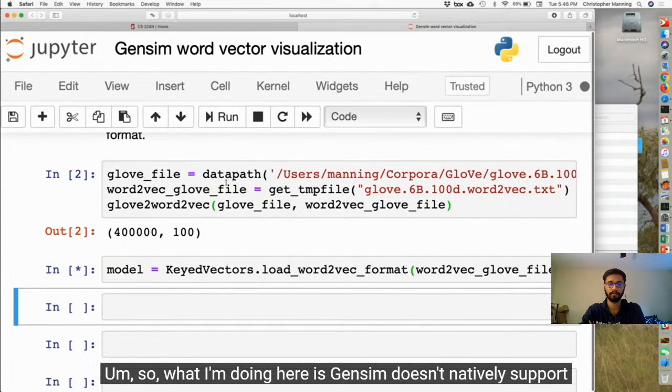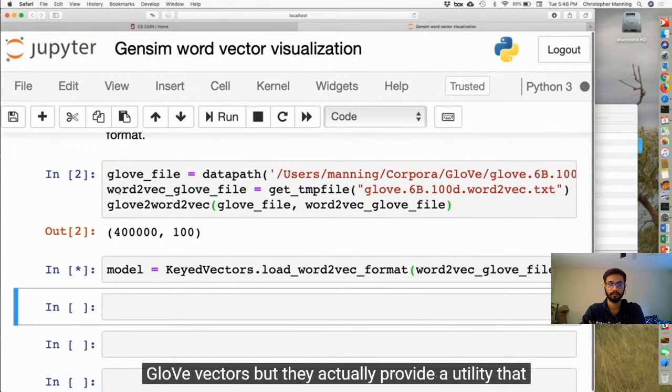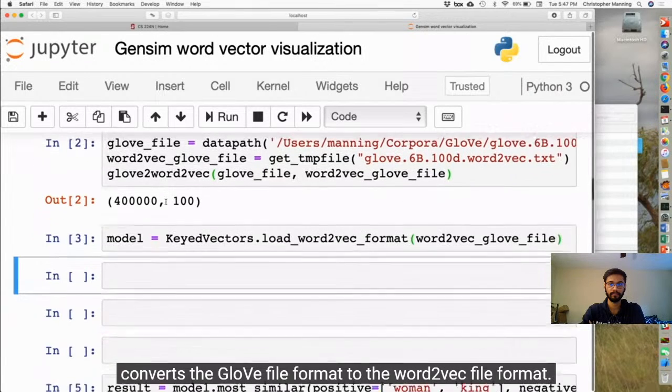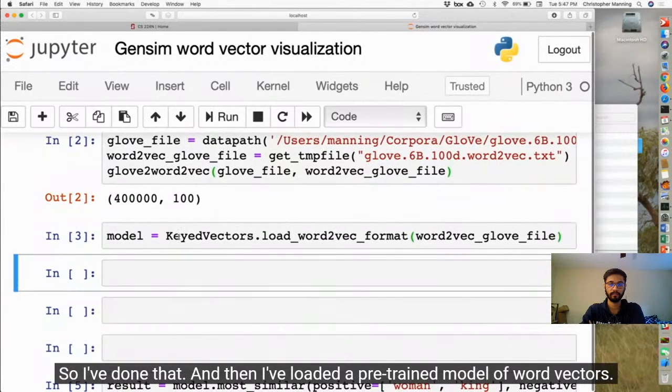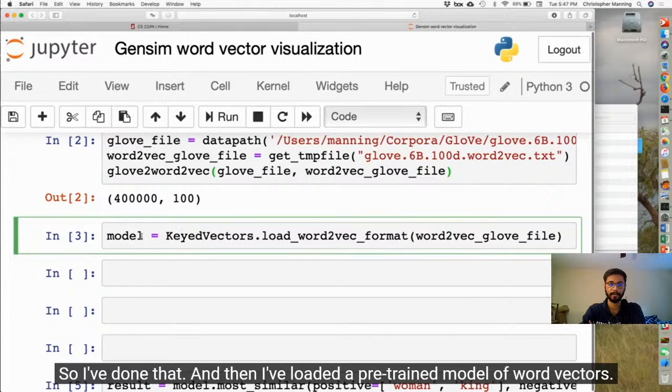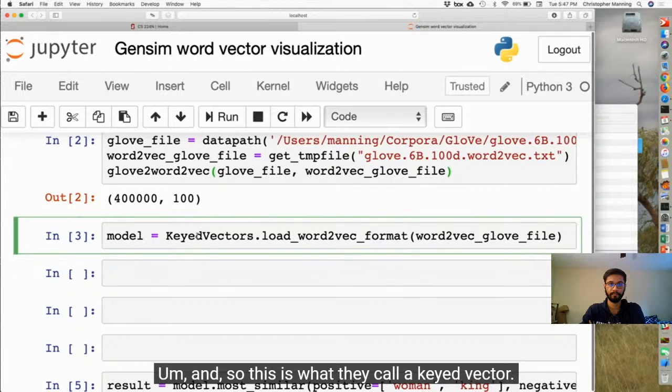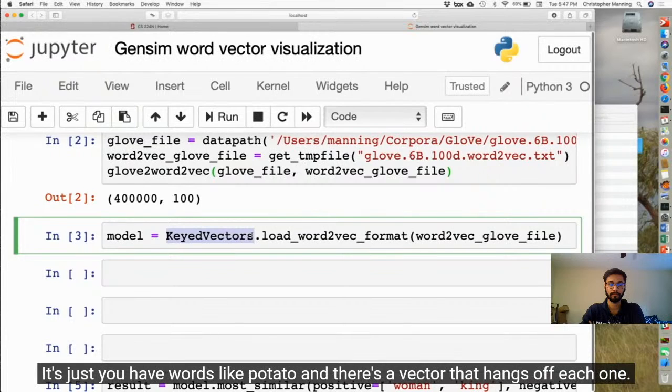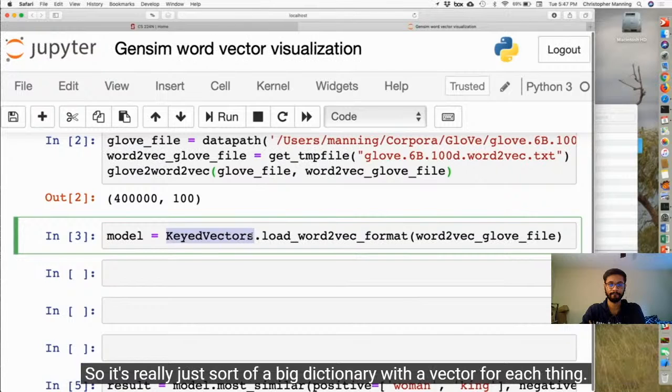So what I'm doing here is, Gensim doesn't natively support GloVe vectors, but they provide a utility that converts the GloVe file format to the Word2Vec file format. So I've done that, and then I've loaded a pre-trained model of word vectors. This is what they call a keyed vector, and a keyed vector is nothing fancy. You have words like potato, and there's a vector that hangs off each one. So it's really just a big dictionary with a vector for each thing.